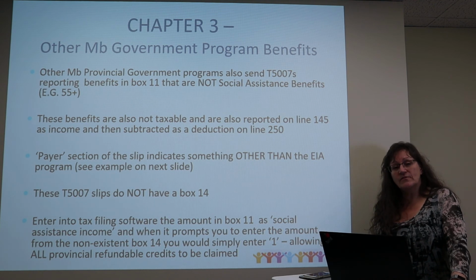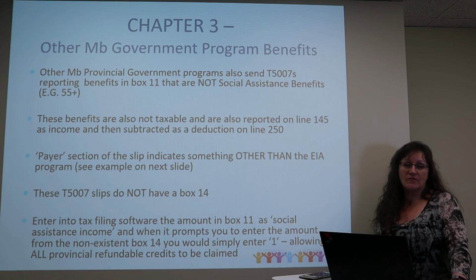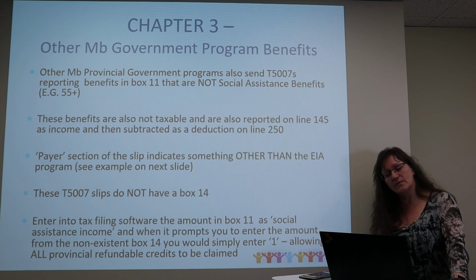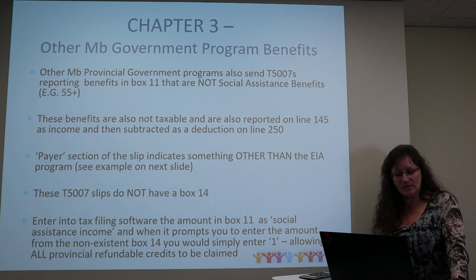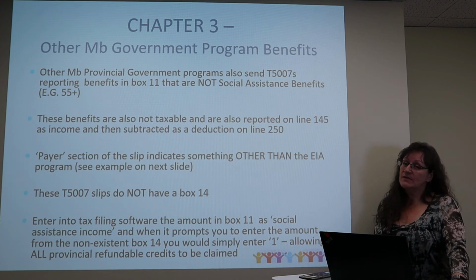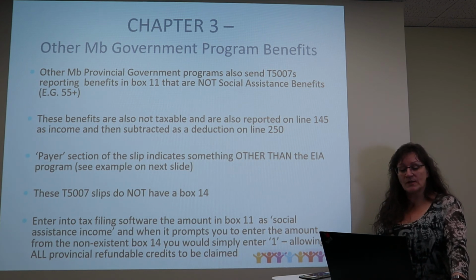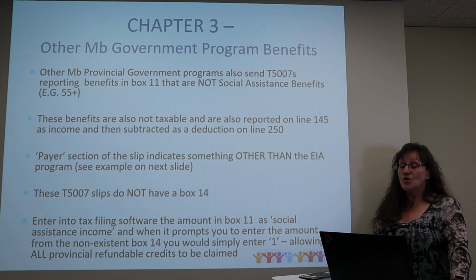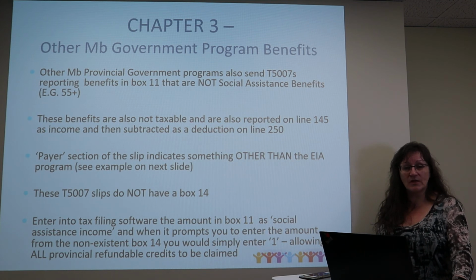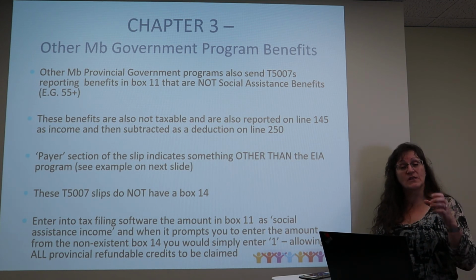The T5007 slip, though, is also used for other provincial government programs that are not EIA or social assistance. So there may be other government benefit programs such as the Manitoba 55 Plus Income Supplement that gets reported in the same box on the T5007. It is also a non-taxable benefit, goes in and affects the income but is taken out before the calculation of the taxable income. However, there is no box 14 shown on that particular version of the T5007 because it isn't a significant enough program.